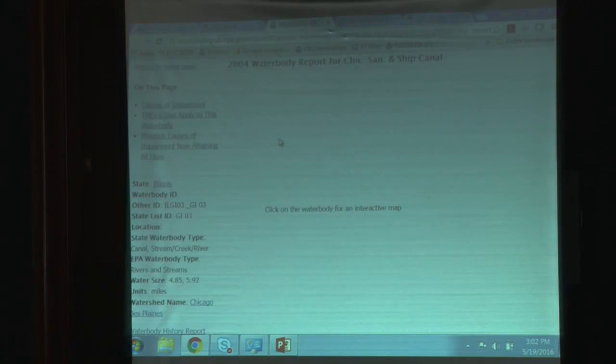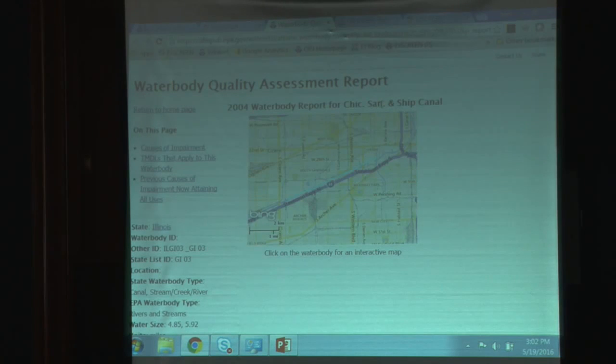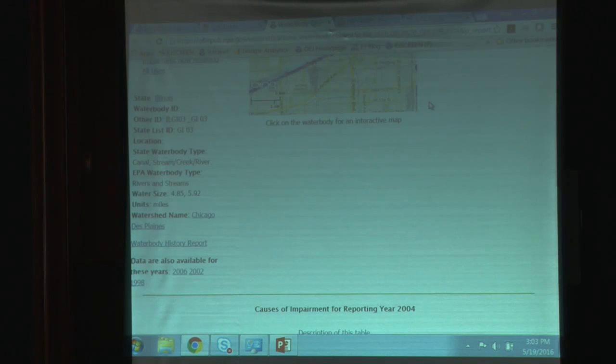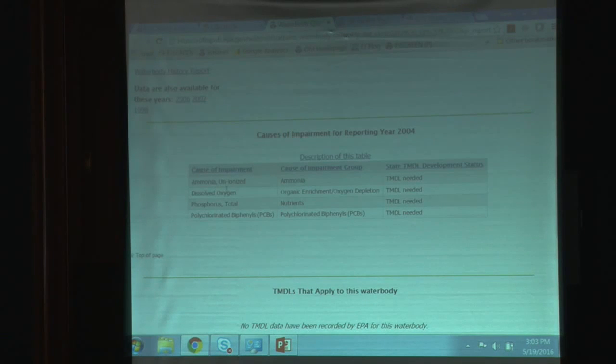We can see that the area that we're looking at, this is specifically the Chicago, I don't know what SAN is an abbreviation for, and Ship Canal. Anybody? Oh, okay. And we can see what the causes of impairment are. We have ammonia, anhydrides, we have dissolved oxygen, phosphorus, and PCBs. And so all of these make this river that's in this community's backyard unfishable and unswimmable. It's not a safe river to swim in for obvious reasons. And so these are additional things when we're thinking about the totality of a community and the things that they're dealing with, also understanding that the water quality that's here is also a problem.